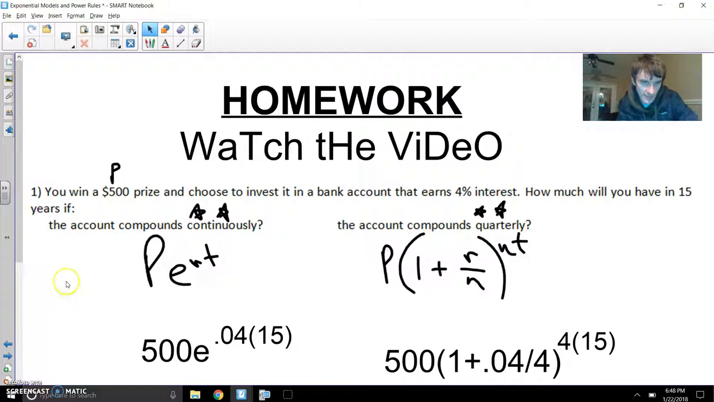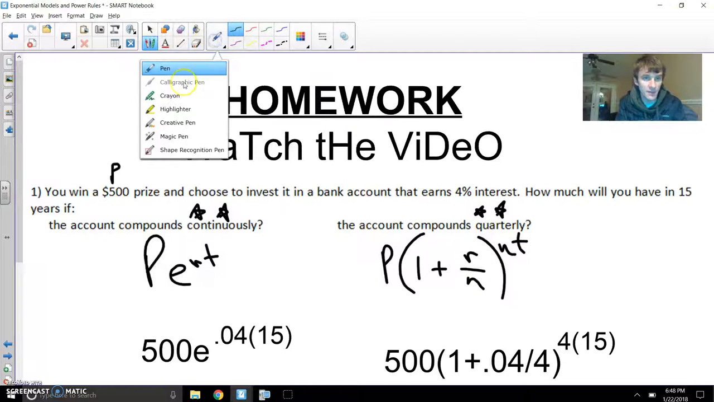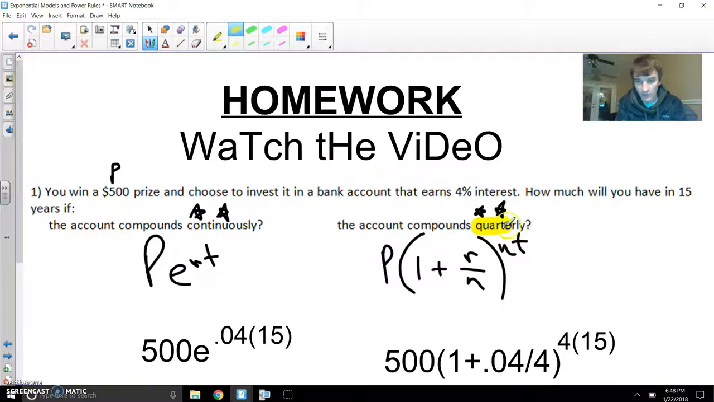So the first one is asking us about a $500 prize and you could invest it for 4%. And how much would you have in 15 years if, and you have these two separate cases. One of them is compounded continuously, and that's the PERT formula. We're going to memorize that hopefully. And then the account compounded quarterly, we're just going to use the compounded interest formula where you basically have to divide and multiply by whatever the word represents, how many times you do something in a year or in whatever time frame you're doing.